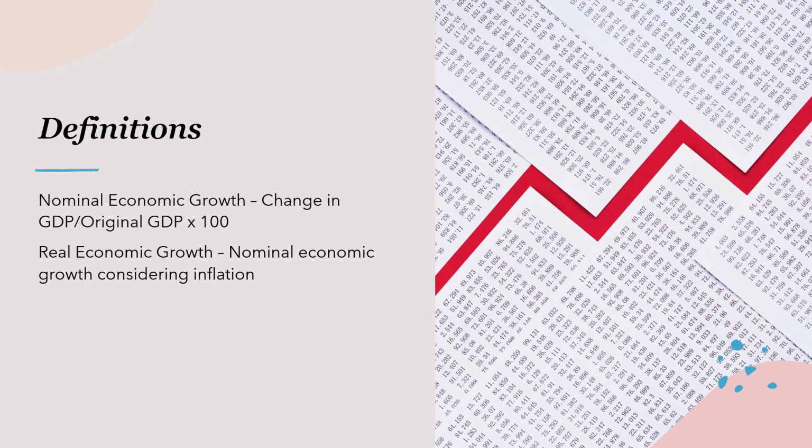So, firstly, there are some definitions that you need to be familiar with. When we talk about nominal economic growth, this is economic growth at its face value. It's the change in GDP over the original GDP times 100. It's just percentage change from Maths GCSE. But real economic growth is a bit different. It's nominal economic growth, but we consider inflation. And when economists talk about economic growth, it's normally this metric.